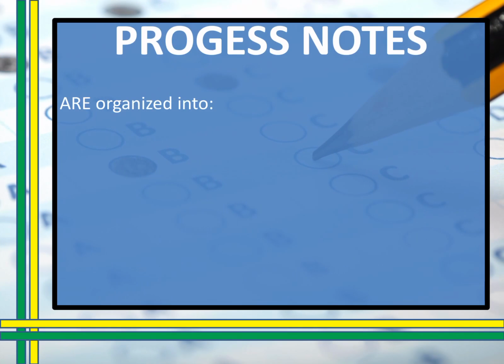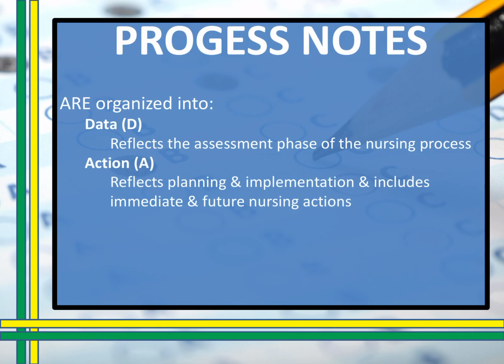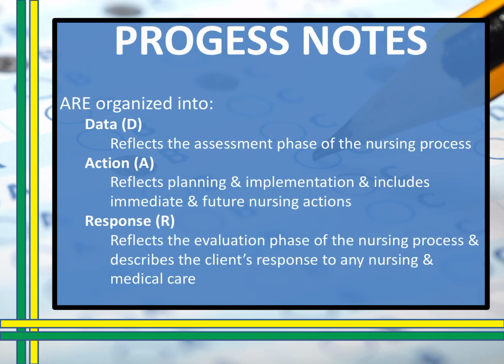Now let's proceed to the progress notes. They are organized into data, which is written as D. It reflects the assessment phase of the nursing process, so in your D you write your assessment findings. A, or your action, reflects planning and implementation, and includes immediate and future nursing actions. Basically your action section comprises your nursing interventions. We also have your response, or R. It reflects the evaluation phase of the nursing process and describes the client's response to any nursing or medical care.